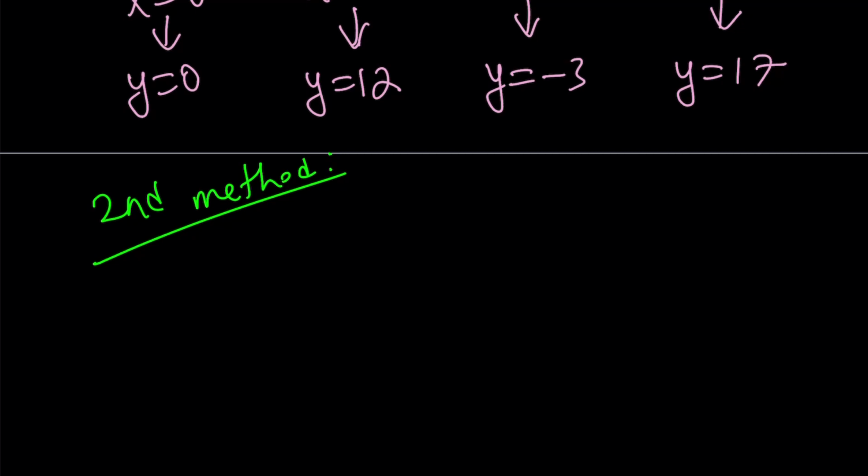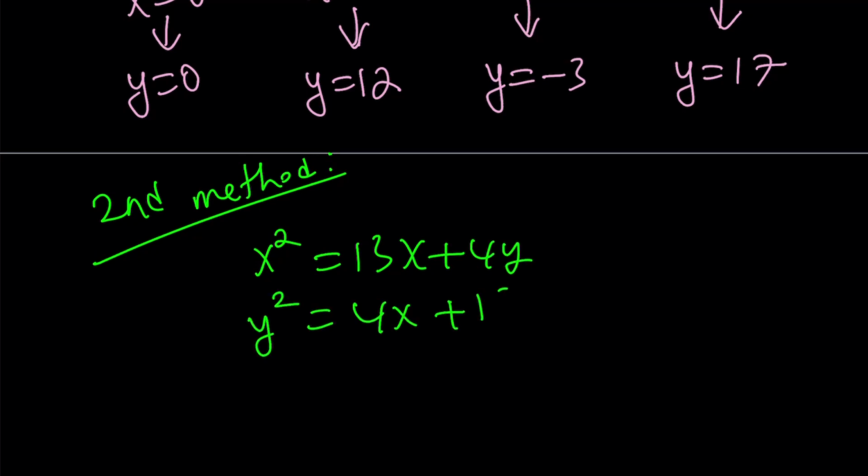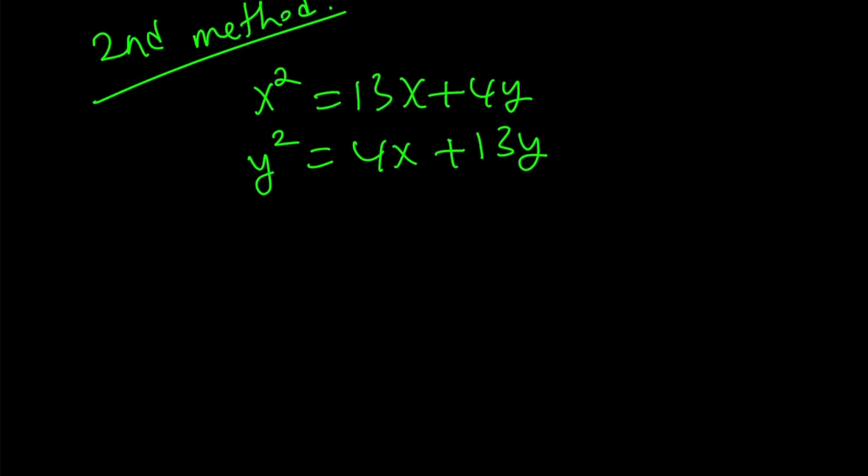Anyways, notice the symmetry about this system. Let me rewrite my system. Notice the symmetry here. We're going to take advantage of that. Let's go ahead and subtract these two equations. Notice that we have 13 in both equations and 4 in both of them. So they kind of nicely switch around.